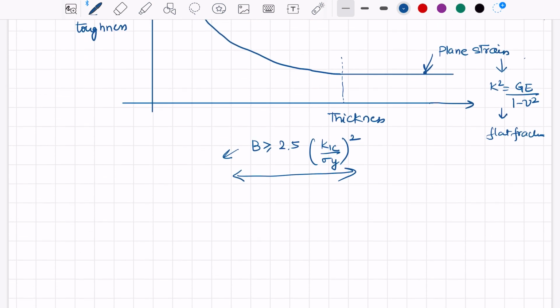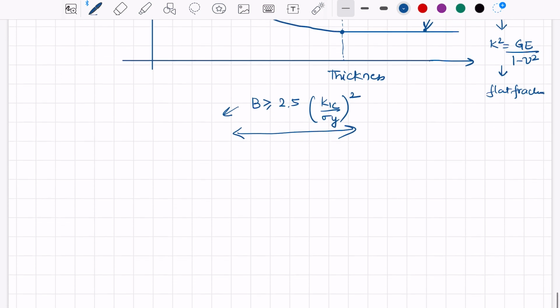Generally, plane strain fracture toughness is determined because it will not depend on thickness from now on. Just after reaching this thickness, the specimen won't depend on thickness. So this is determined, plane strain fracture toughness is determined.